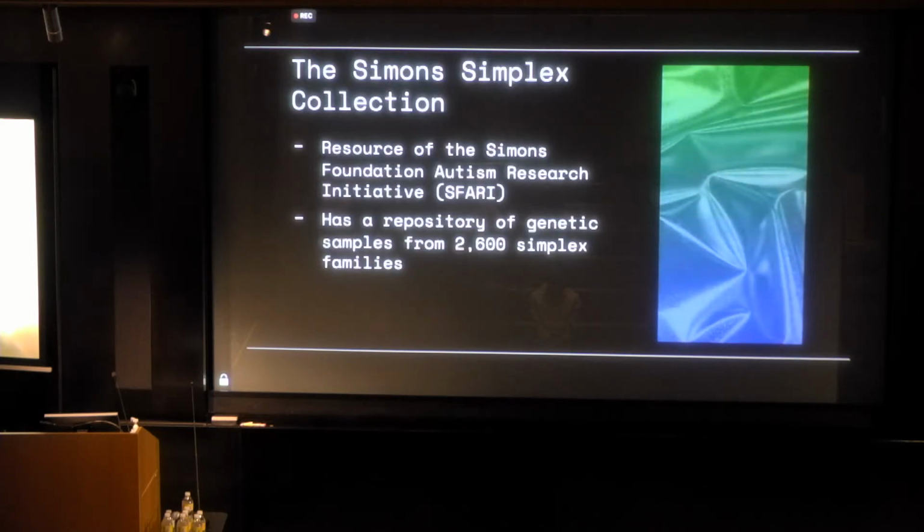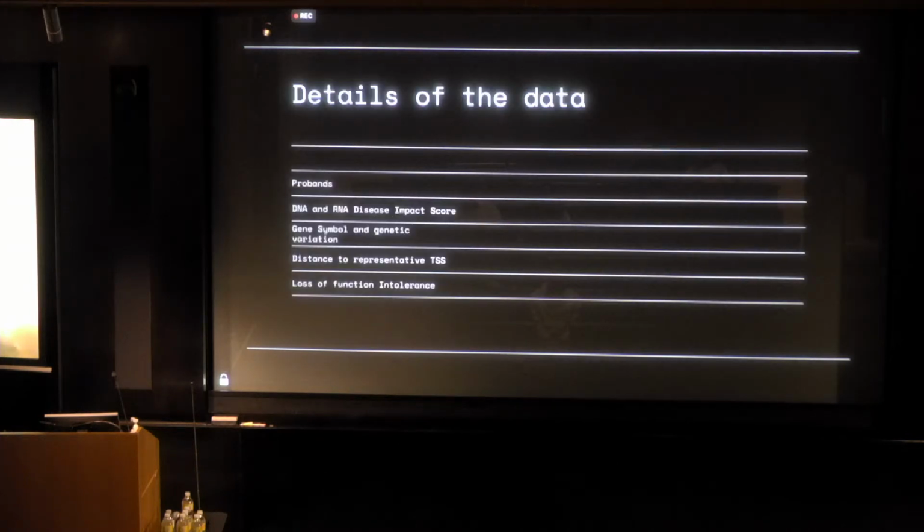The Simon Simplex collection is a part of the Simons Foundation Autism Research Initiative, and it has a repository of genetic samples from 2,600 simplex families. By simplex, I am referring to the fact that only one child in that family has autism, while their siblings were unaffected. Probands are what we call the children with autism in those simplex families.